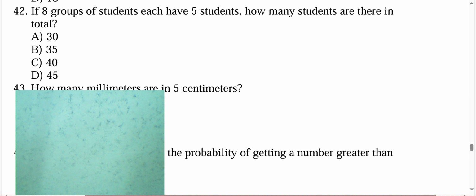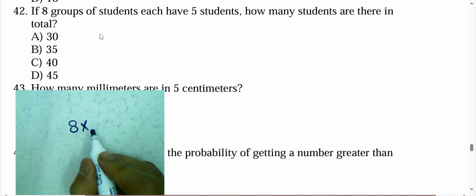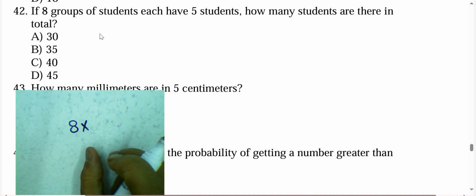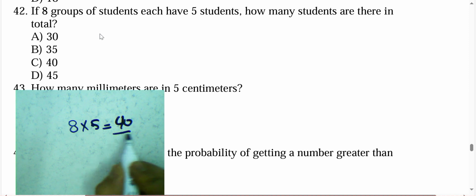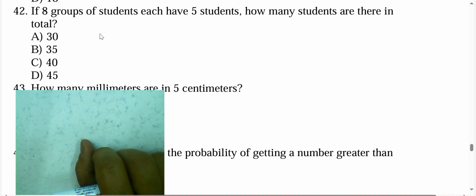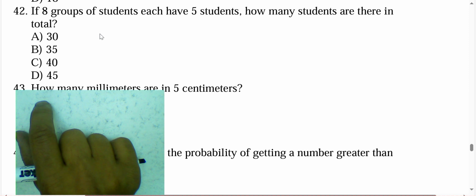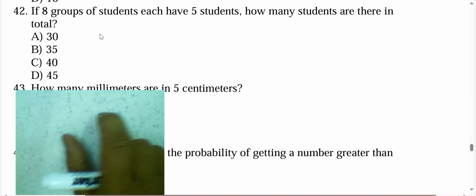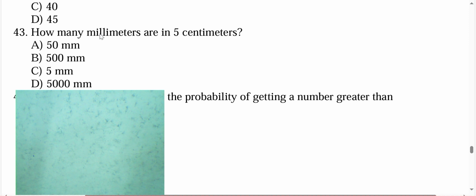If 8 groups of students each have 5 students, how many students are there in total? We can find the number of groups multiplied by the students in each one. How many elements in each group? In each group, we have 5 students. Then the total number will be 5 multiplied by 8, which equals 40. Then the total number of students would be 40 students. Because we have 8 groups of students, each with 5 students. Right, 5 times 8. The number of groups is 8, and each group contains 5 students. Then the total of students is 5 times 8 equals 40. Choose letter C.